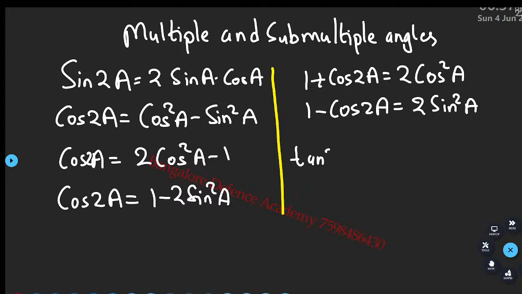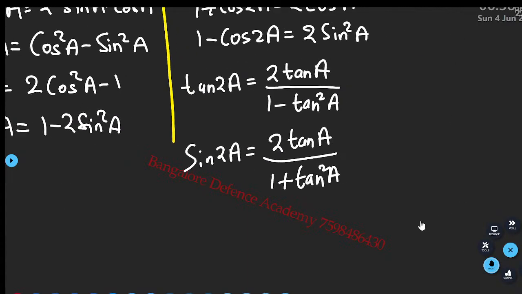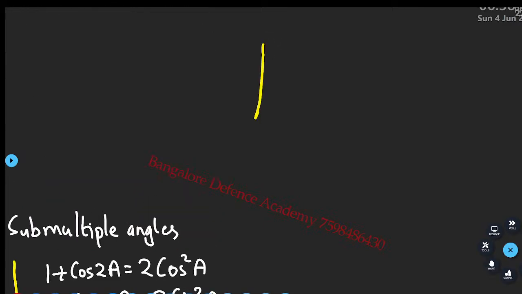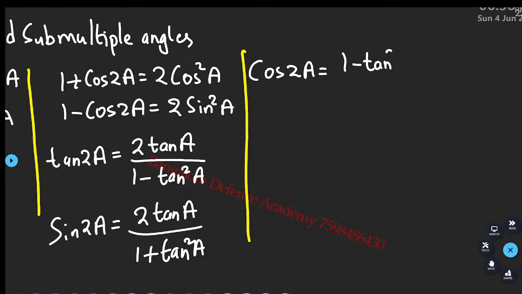Next, write down fast. tan 2A is equal to 2 tan A by 1 minus tan square A. sin 2A is equal to 2 tan A by 1 plus tan square A. Next, cos 2A is equal to 1 minus tan square A divided by 1 plus tan square A.